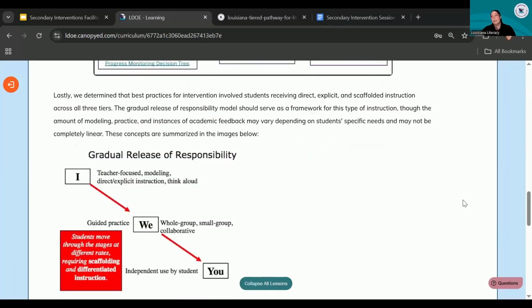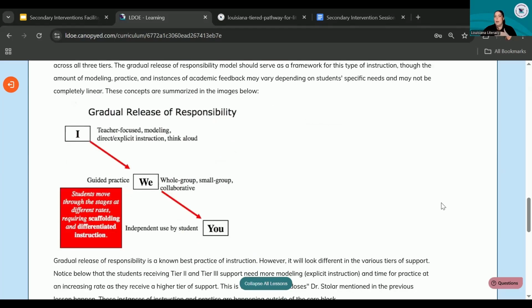And then lastly, this is the part we had to kind of fly through at the end last time because we were running out of time. So I'm hoping if you were on last session, you were able to at least go and look at this. But we talked about what the actual best practices for intervention instruction should look like. And it doesn't matter if they're in Tier 1, Tier 2, or Tier 3, every single student should be receiving very direct, explicit, and scaffolded instruction across all those tiers. That gradual release of responsibility that we all know is best practice should be your framework no matter which level of support your students are getting. So what changes across the levels of support is maybe how many times you model, or how many times students need the direct and explicit instruction or the guided practice.